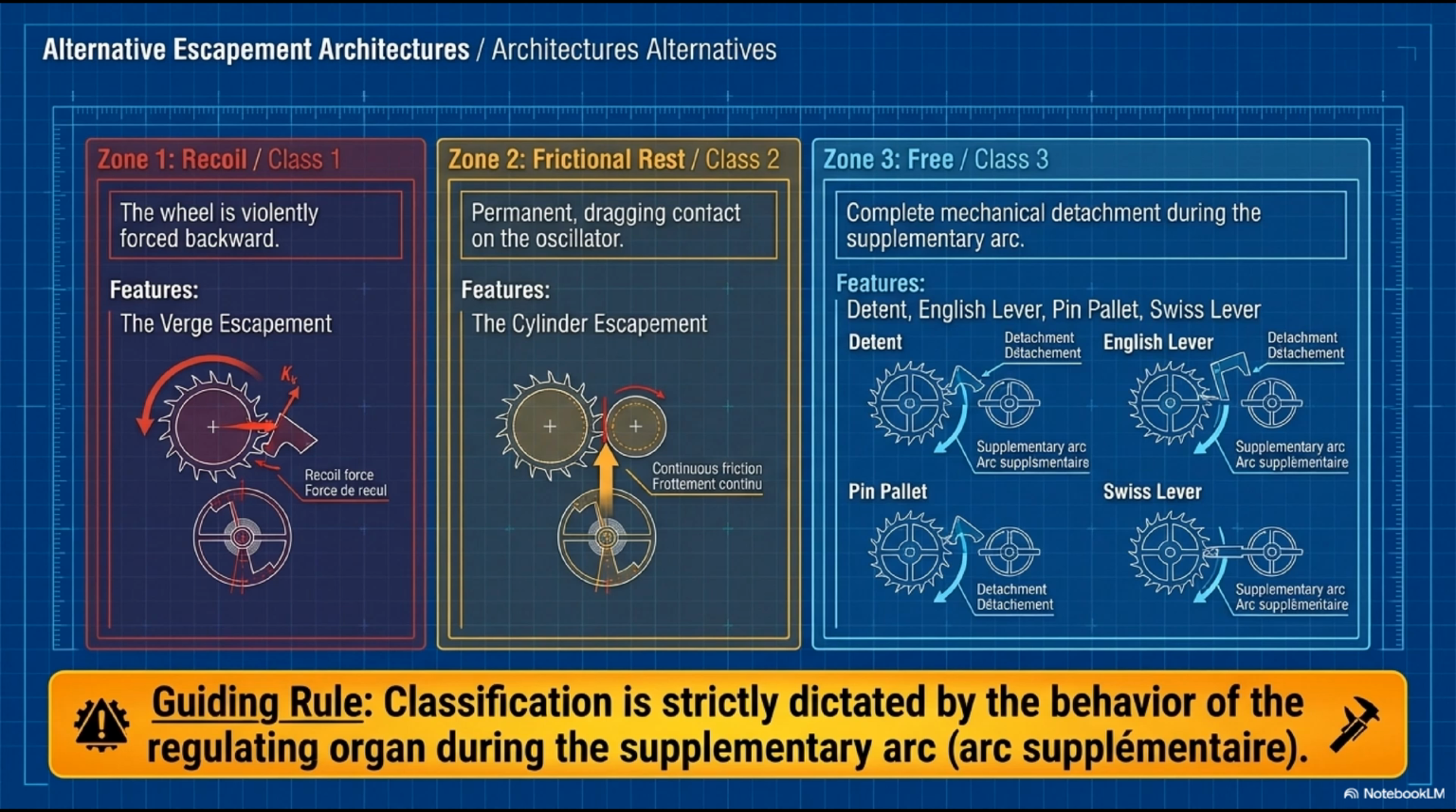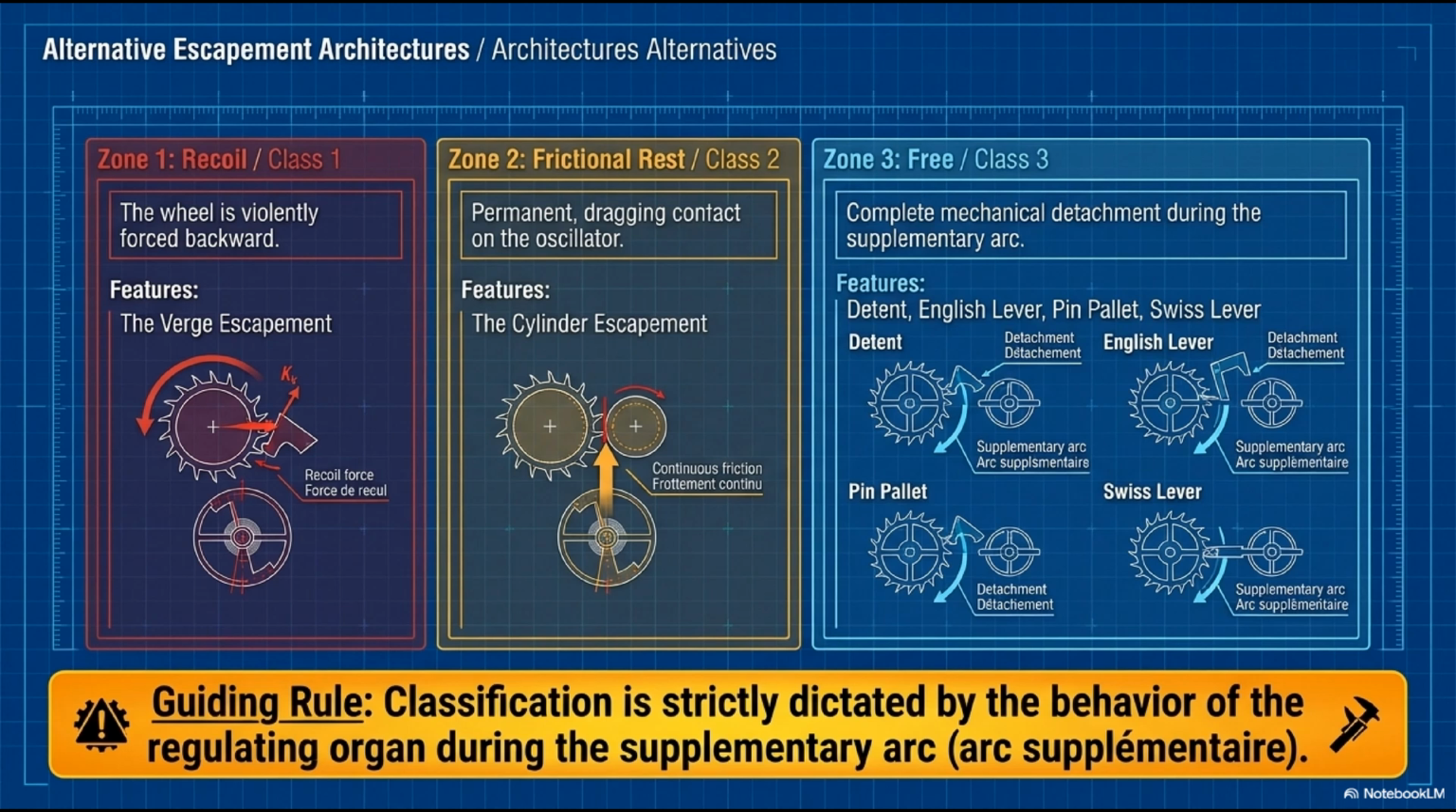The guiding rule at the bottom: classification is strictly dictated by the behavior of the regulating organ during the supplementary arc. Class 1, the wheel reverses, fighting the oscillator. Class 2, the oscillator is in continuous contact with the escapement. Class 3, the oscillator is completely free.